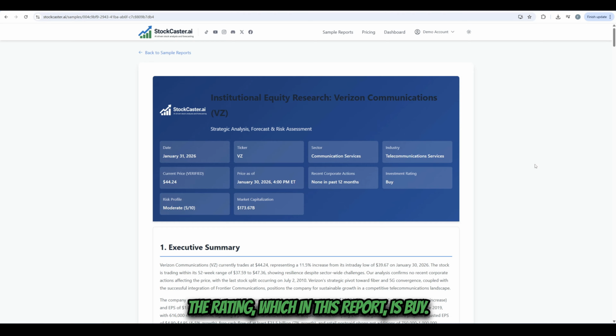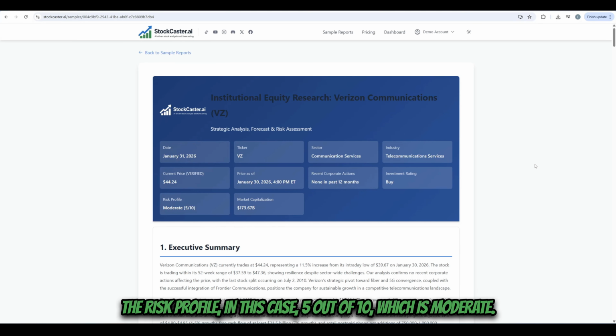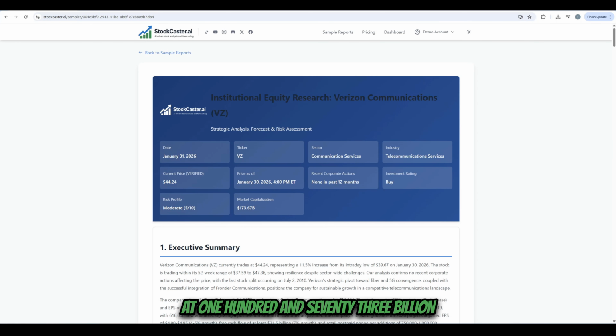The rating, which in this report is buy. The risk profile, in this case, 5 out of 10, which is moderate. Lastly, the market cap. For Verizon, it is currently at $173 billion.